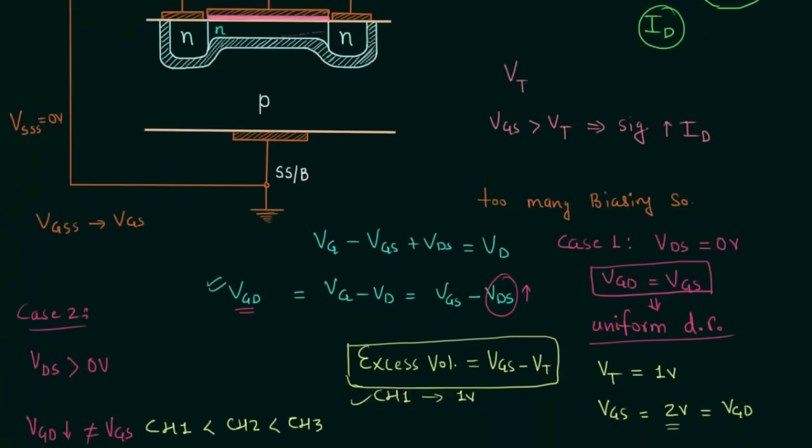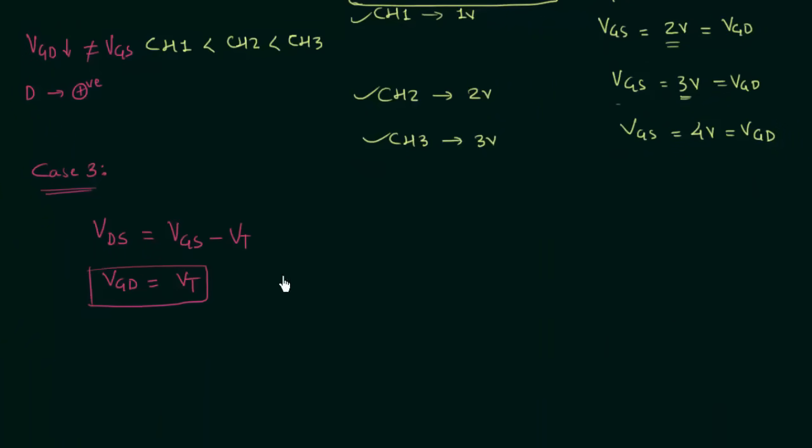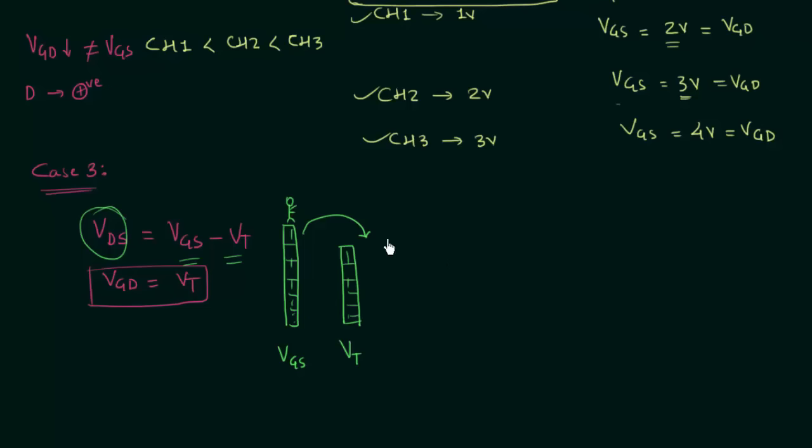Let's try to understand this by the help of one example. Let's say there is one wall, and you want to climb this wall. This wall is VT, and you are using another wall for this purpose, and this wall here is VGS. You are using this wall to climb VT, but when VDS is equal to VGS minus VT, in that scenario, when you climb this wall, when you climb VT, you will again find the same wall VT, and this is due to VDS equal to VGS minus VT.